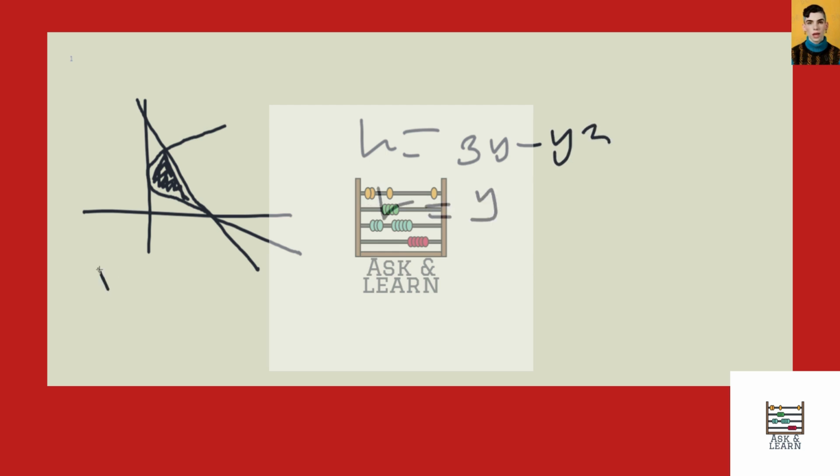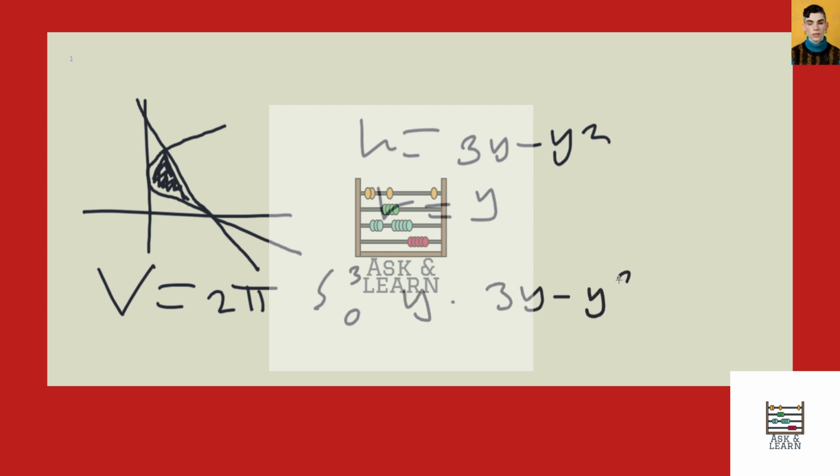The radius is y. Now, the formula for volume is 2 pi times our bound. In this case, our bounds are from 0 to 3. Radius times height, y times 3y minus y squared. Radius times height. Pretty straightforward if you know what to plug in.